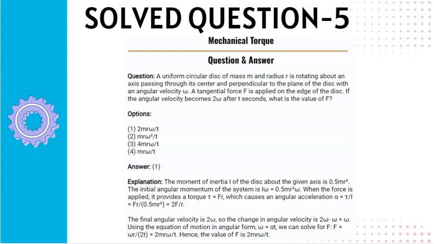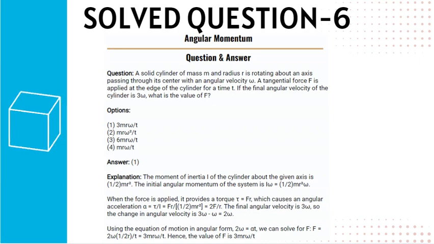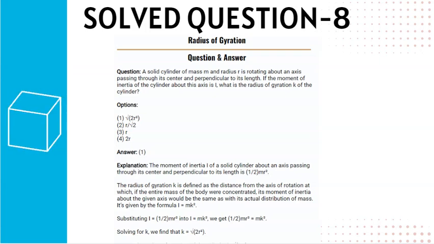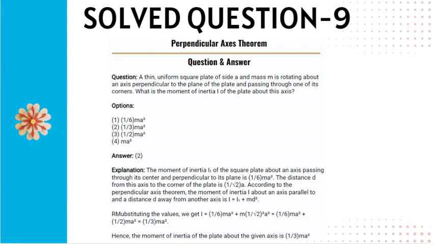In question number 5, a circular disc is rotating about its axis. After applying a tangential force F, the angular velocity becomes 2 times omega after 1 second. You are required to calculate the force F. Questions 6 to 9 are for practice. The solution for each question is given in detail. Please pause the video and go through the approach to solve such questions.